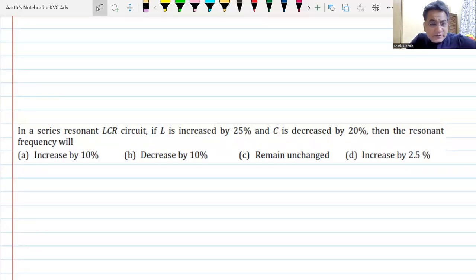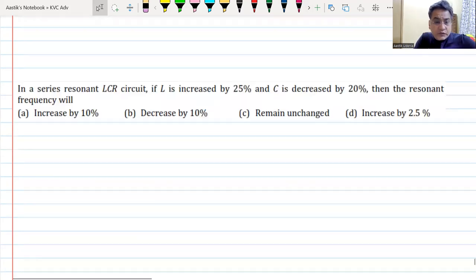Well, let us move on to the next question, and this is the next one. In the series LCR circuit, L is increased by 25% and C is decreased by 20%. What will happen to the resonant frequency? I'll give you 2 minutes to solve this.